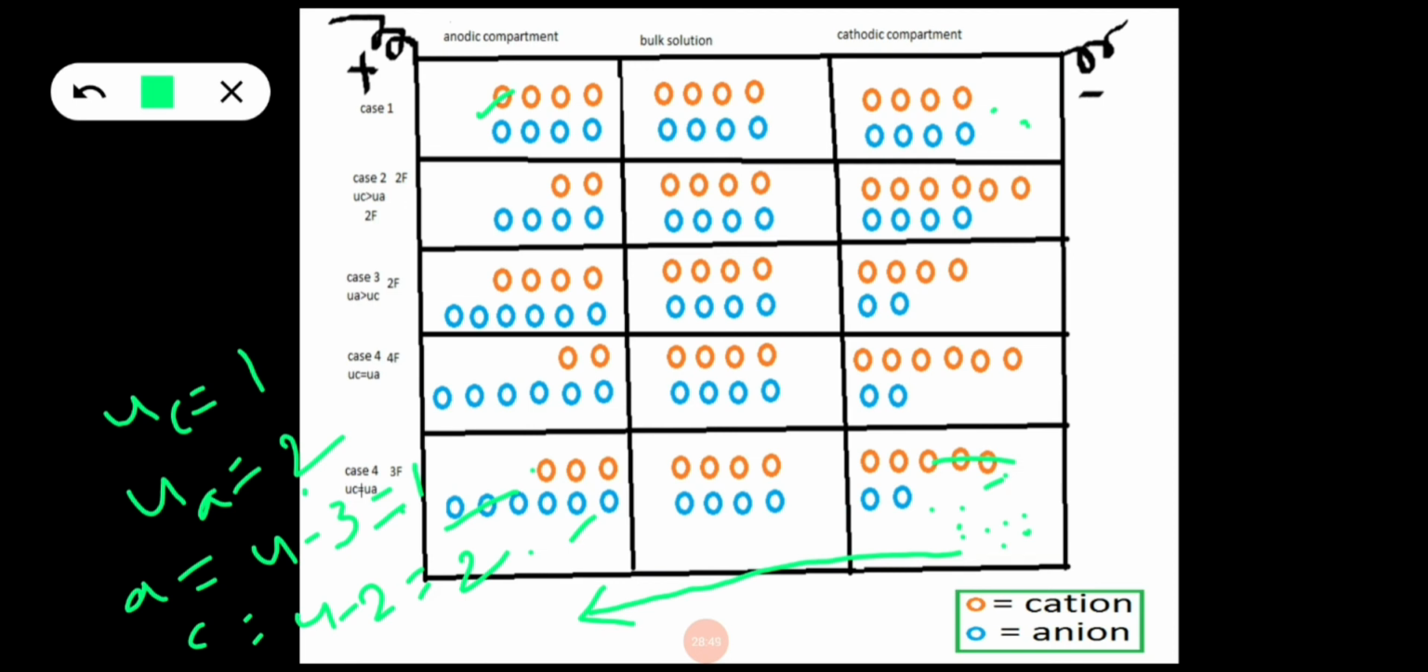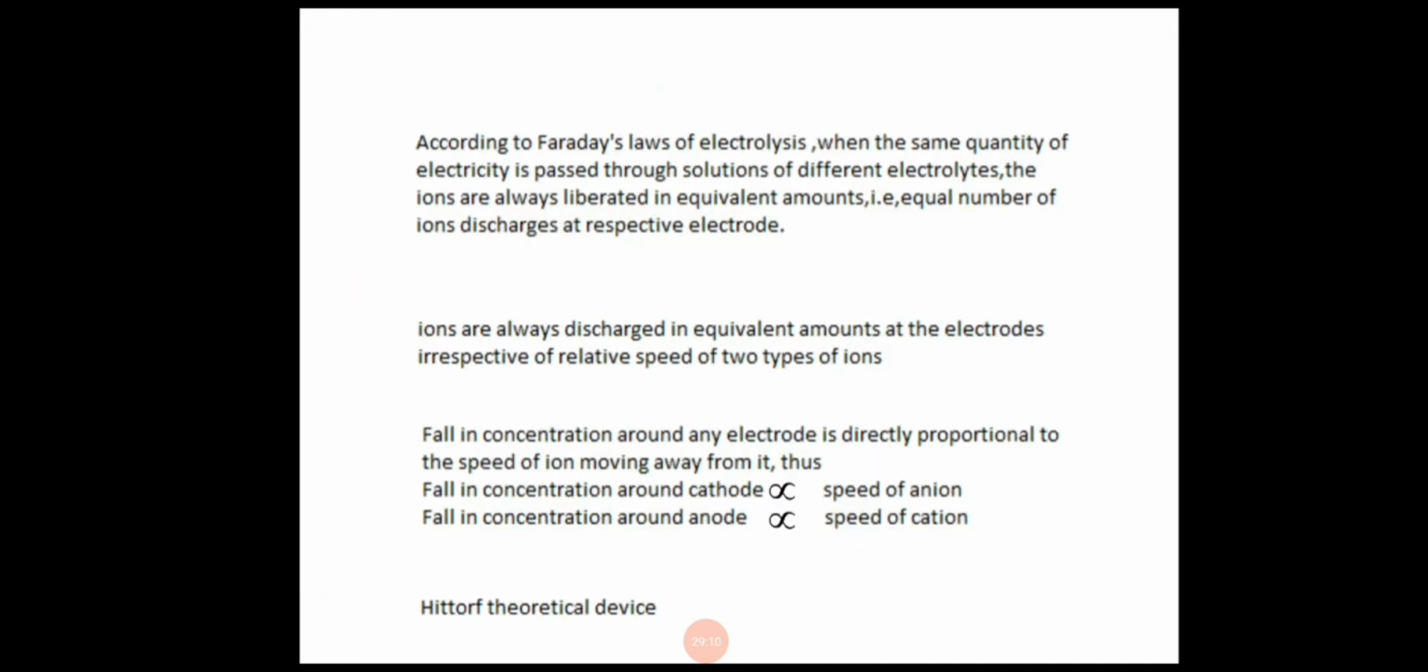And the cation is coming out of the anodic compartment and moving towards the cathodic compartment. As the cation speed is less, and the compartment from which it is coming out is the anodic compartment, the decrease in the concentration of the anodic compartment is also less, it is only 1, whereas in the cathodic compartment it is 2. So we can say that the fall in concentration around the cathode is proportional to the speed of the ion coming out of the cathode, that is the anion, and the fall in concentration around the anode is proportional to the speed of the cation.